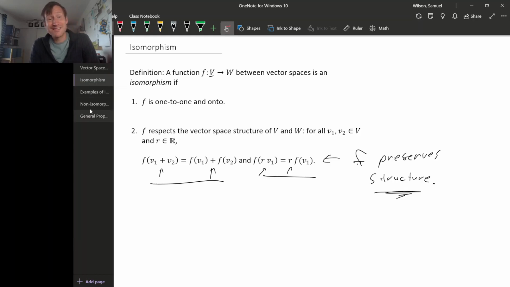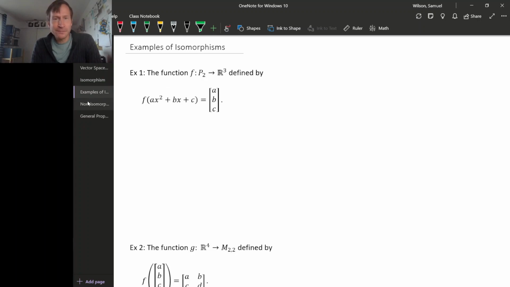All right, so let's look at some examples of isomorphisms. So here's one. This is one of the two examples that inspired us to define isomorphism. The function from P2 to R3, where you just take the coefficients from a polynomial of degree less than or equal to 2 and then make a 3-entry vector out of them. This is slightly different than the one that we looked at before because the entries are in the other way. But it's still an isomorphism.